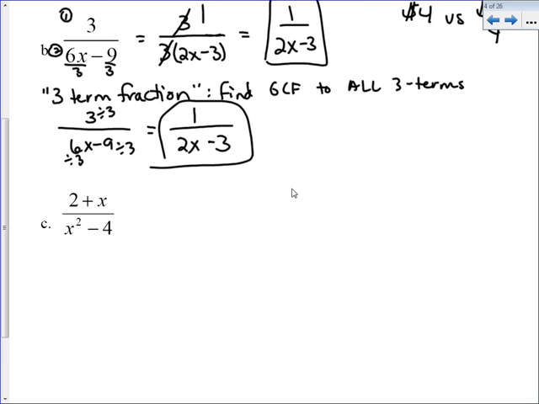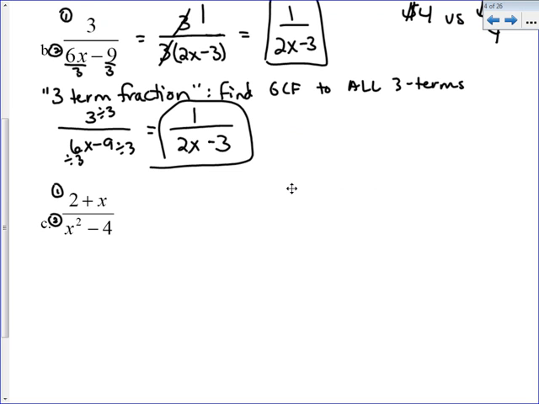Now we're starting to get into kind of the more traditional simplified problems. I have 2 plus x over x squared minus 4. Don't try to cancel here. You can't simplify until you have factors. So when you see the direction simplify, think factor. So I want to factor.